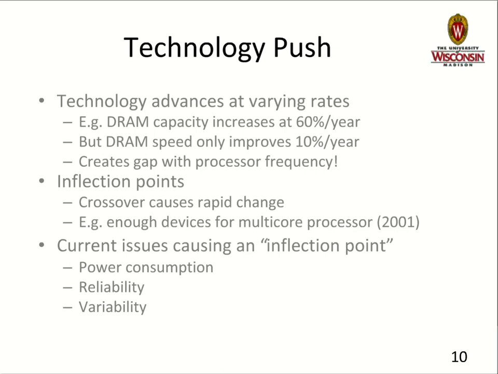And then there are also inflection points where you reach a certain point where, for example, you have enough devices to implement a whole microprocessor, like we talked about in the early 1970s with the early Intel microprocessors, or much more recently, we actually have enough devices that we can build many processors on a single die, a multi-core or many-core system. This happened a little over 10 years ago.